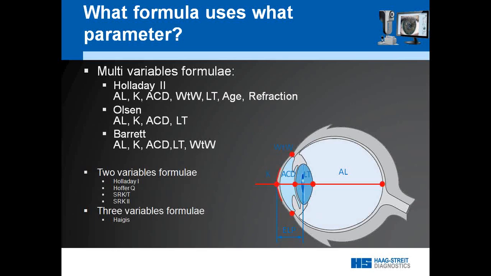When Olsen first started, he basically used as many parameters as Holladay, but what Olsen did is he boiled the whole thing down to the parameters that are really necessary to calculate accurate IOL power. And that's the axial length, the K readings, the ACD, and the lens thickness. And he stuck to those parameters because they are now available at high accuracy with the LENSTAR. Barrett, on the other hand, is also using the same set, but also white to white. So let's focus on Olsen first.